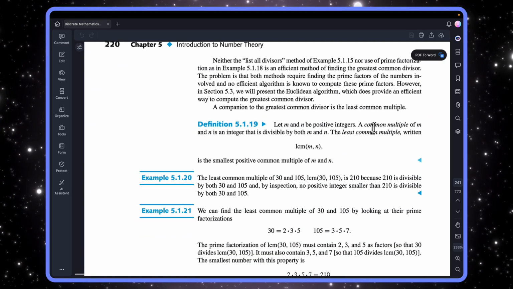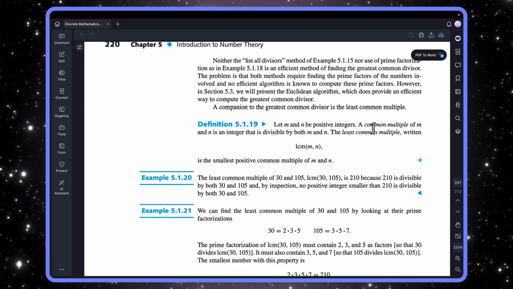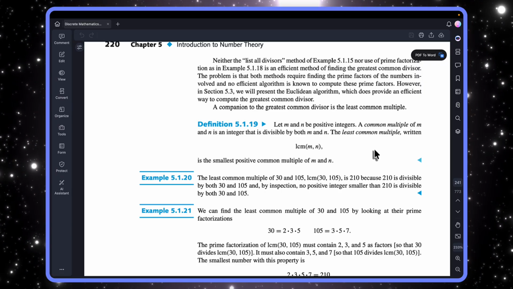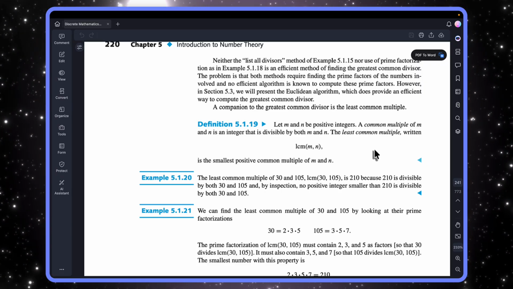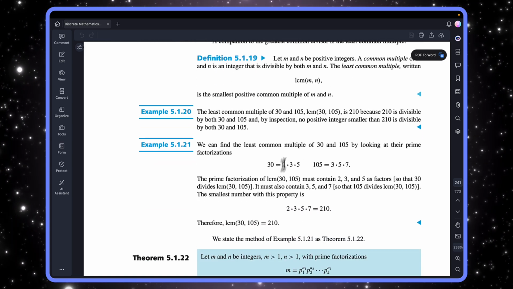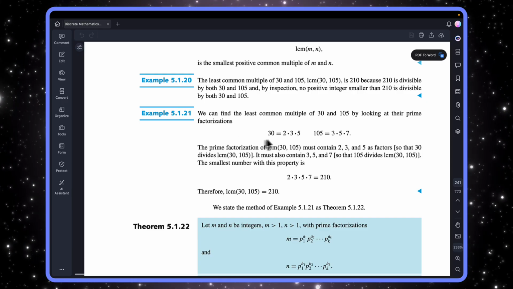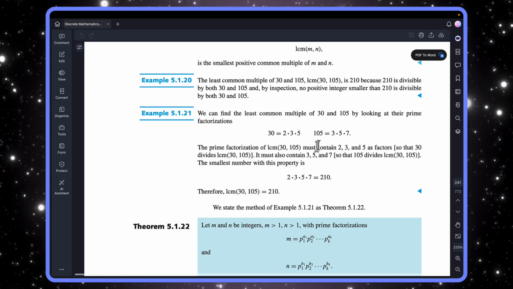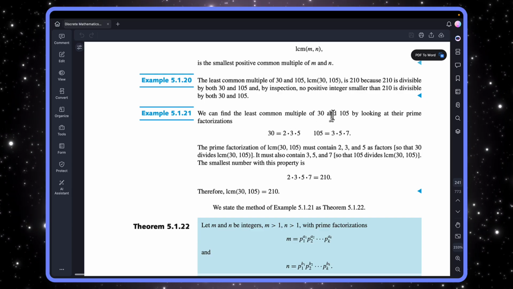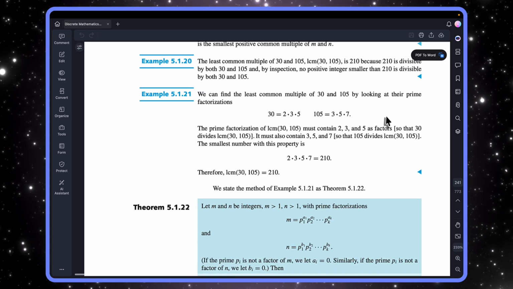All right, there's another definition which you've probably heard about, and that's the least common multiple. If you have two numbers, you can look at the multiples of those numbers. Let's look at 30 and 105 again. We can find the least common multiple of 30 and 105 by looking at their prime factors. So here they are.